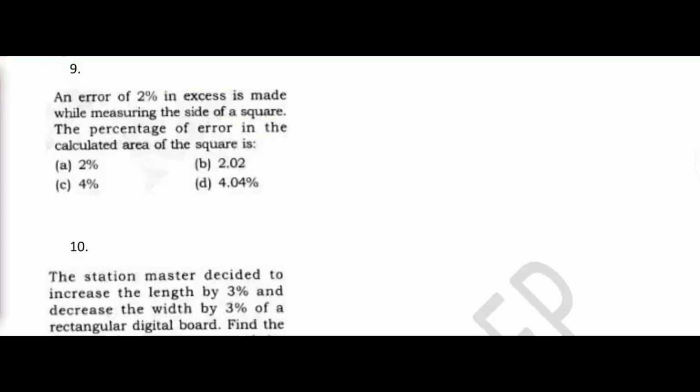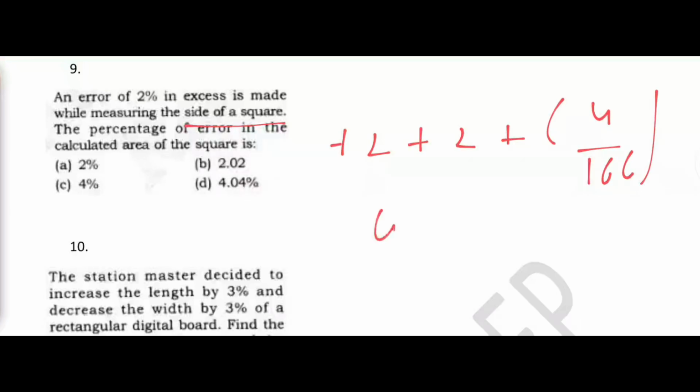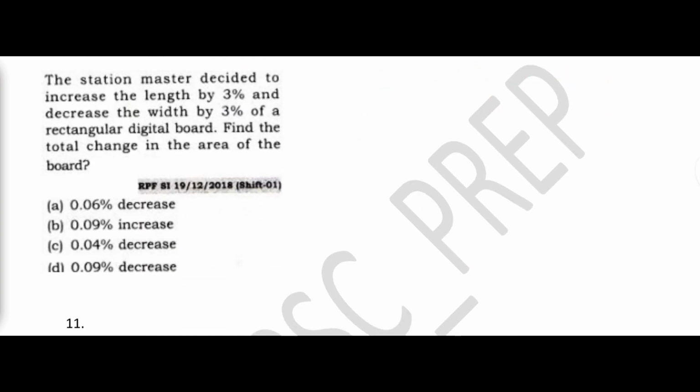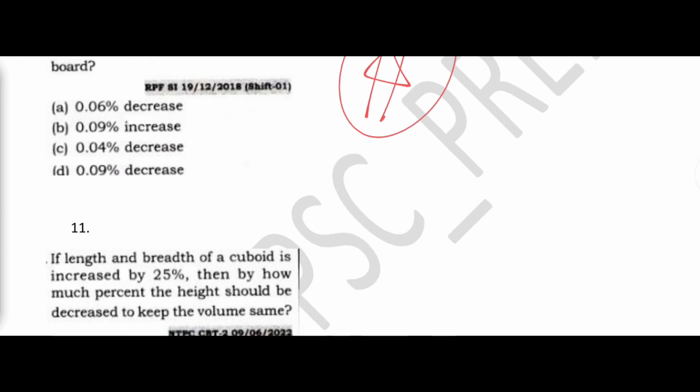Error of 2% in excess is made while measuring the side of a square. The percentage error is nothing but 2% excess means plus 2 plus 2 plus 2 2s are 4 upon 100. 4 plus 0.04 is nothing but 4.04 increase. Okay. The station master decided to increase the length. See, same way guys, you can just solve this. When I share the PDF, you can just solve this on your own.